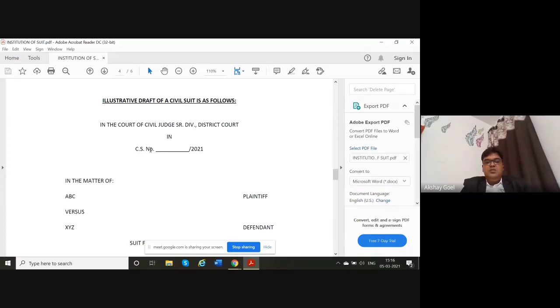Now you have to mention what your subject matter is. It is written civil suit number dash of 2021. You have to know that abbreviation. CS means civil suit. It can be an arbitration petition, an original miscellaneous petition, or a writ petition. So you need to mention this particular thing here. Now comes the "in the matter of". This is also important: the parties of the suit.